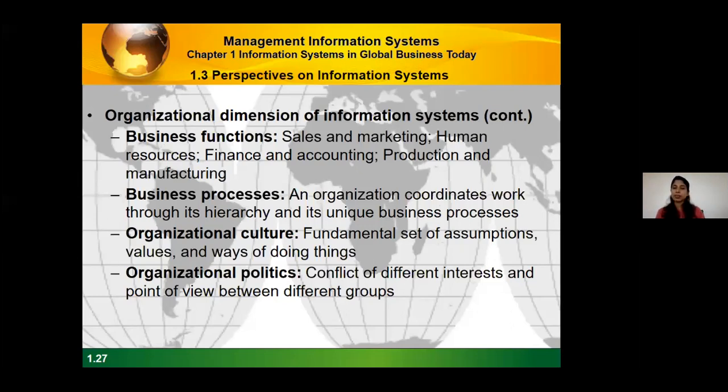Then the business processes. An organization coordinates work through its hierarchy and its unique business processes, right? The organization represents a collection of business processes. Inside the organization, we can observe different types of business processes. There can be thousands of business processes within the organization, right? A business process is a collection of activities we perform in order to produce a product or service, right? So recruiting an employee, doing a marketing campaign, manufacturing a product, and fulfilling a customer order, these things we can identify as the business processes inside the organization, right?